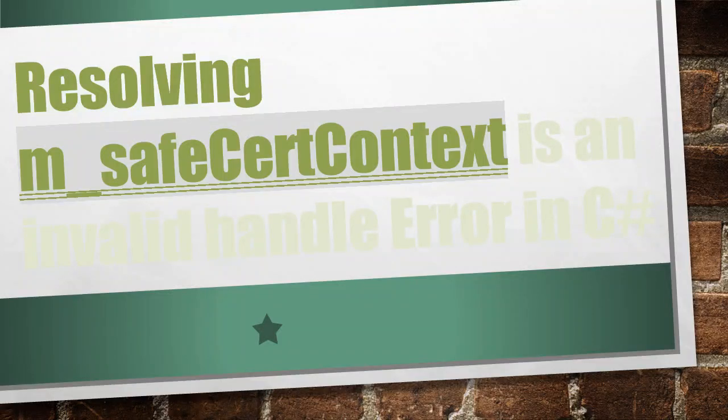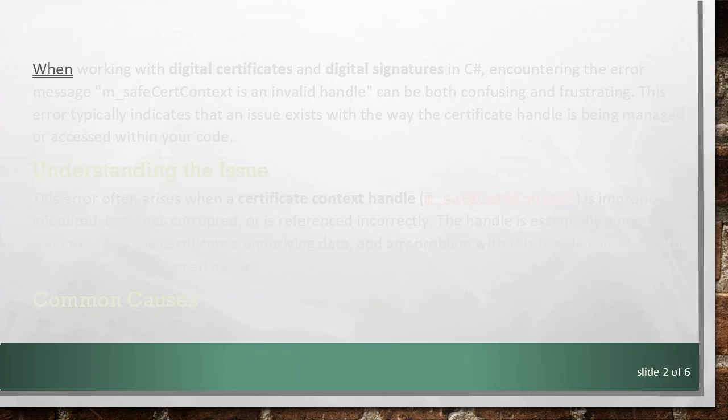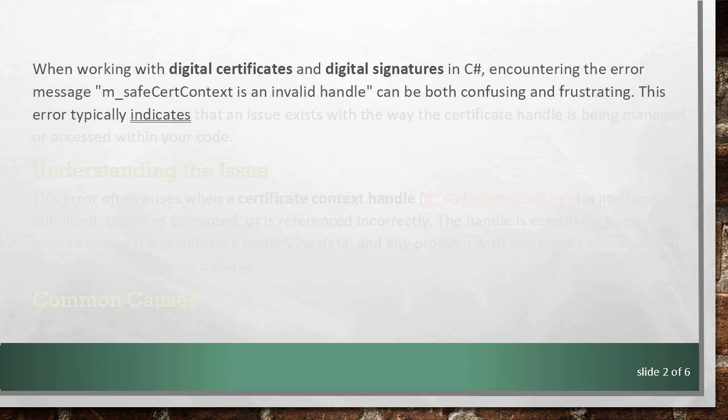Resolving the m_safecert context is an invalid handle error in C#. When working with digital certificates and digital signatures in C#, encountering the error message m_safecert context is an invalid handle can be both confusing and frustrating. This error typically indicates that an issue exists with the way the certificate handle is being managed or accessed within your code.